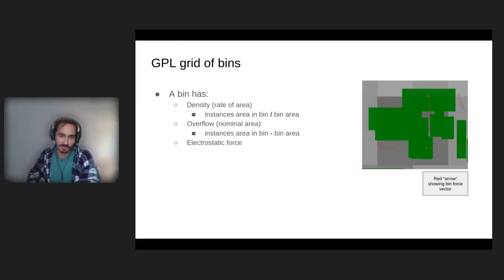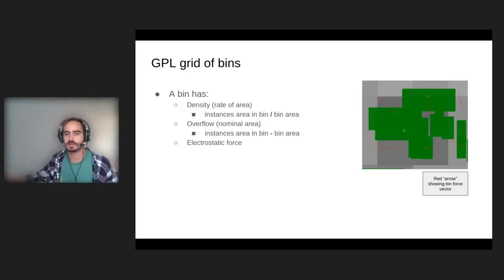So for the GPL grid of bins, a bin inside of GPL will have some important characteristics, such as the density. The density is a rate of area, where we divide the total area of instances inside of the bin. For example, the instances in green, we sum their area, and we divide by the actual area of the bin, so how much the bin can actually hold of instances here. So one value divided by the area, it's a rate. While the overflow is more of a nominal value. We subtract the area in the bin.